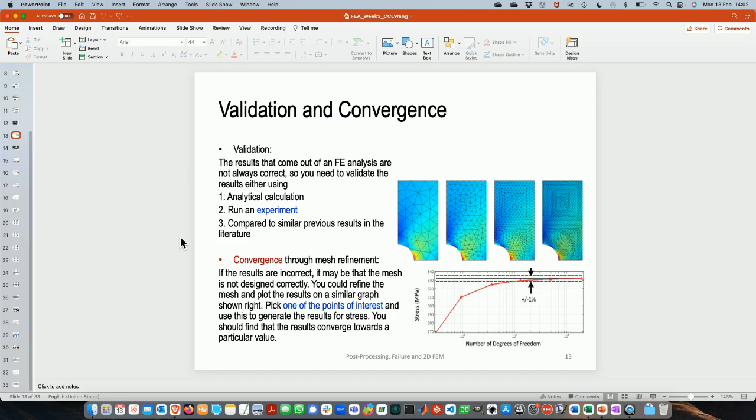Third thing is comparing to previous results in the literature, right? You go to Google Scholar or something, and say, somebody has done it, probably you can compare with that. But again, it's not always the case. So one of the easiest ways to look at whether your simulation is giving a reasonable result is the concept of mesh dependency, or mesh convergence, right? Any idea about mesh convergence?